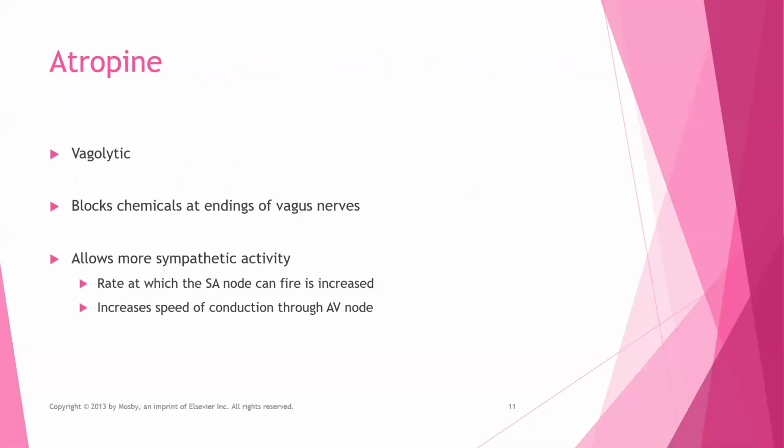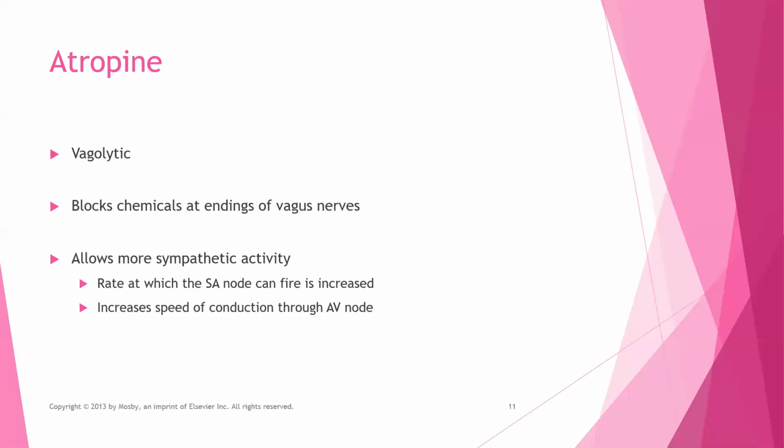So let's talk about that just for a second. It's a vagolytic, and we use it to increase your heart rate. When you think of a vago, what we really think about are the vagus nerves, the right and the left vagus nerves, main nerves of the parasympathetic system. And lytic means to interfere with. So this interferes with the effect of the vagus nerve. Atropine blocks the chemical at the ends of the vagus nerves.